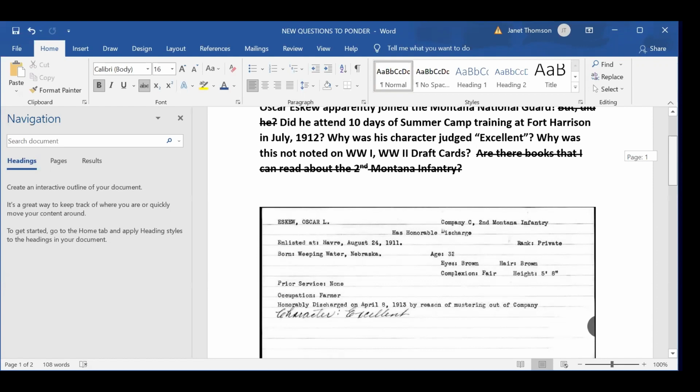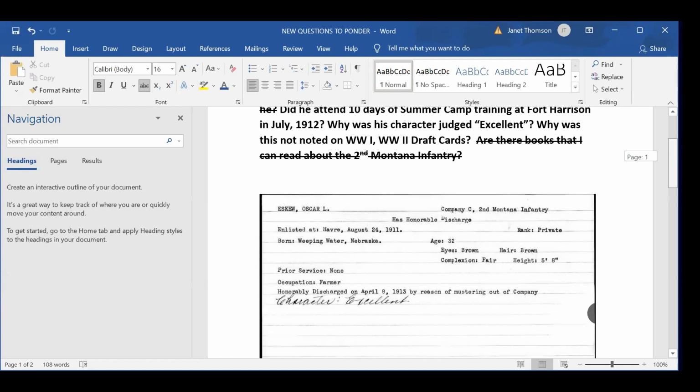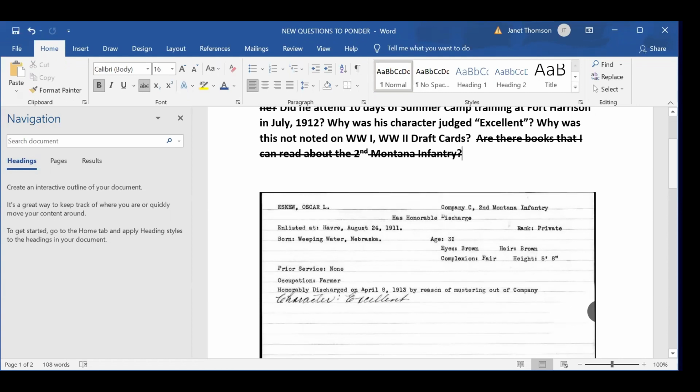I went out and looked at the Montana Memory Project, and it's a little sketchy to look at this stuff because it does all of its index in one. So you'll roll past a bunch of these cards, and then you'll finally get to a C, and then you'll roll past another part of their index, and you'll finally get to a D, and so on. But it says he enlisted at Havre on August 24, 1911.